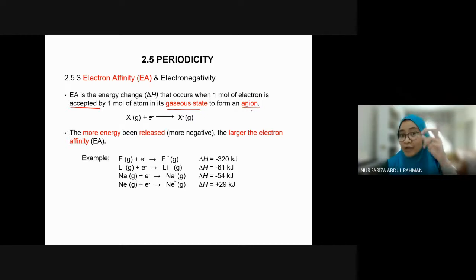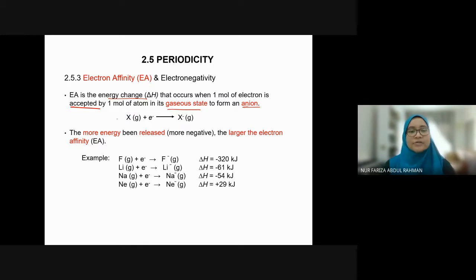to form an ion. For ionization energy, the product will be the cation. For EA, the product will be the anion. And it should be energy change. Please do not get confused. It's not energy, it's the energy change.